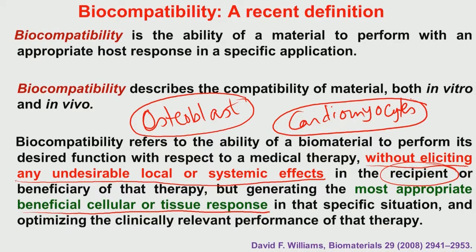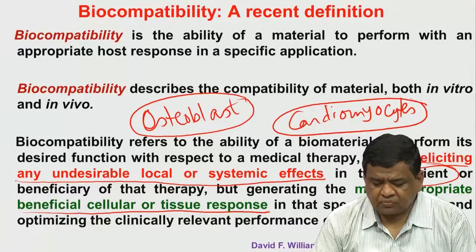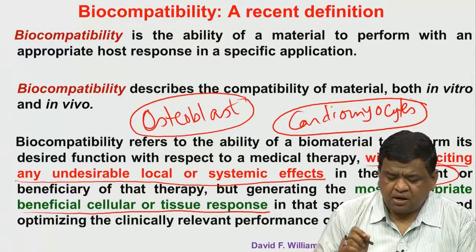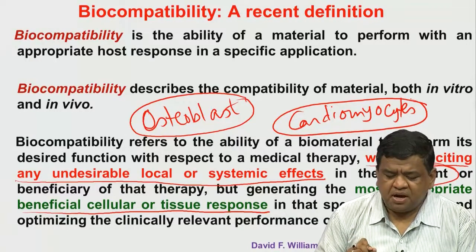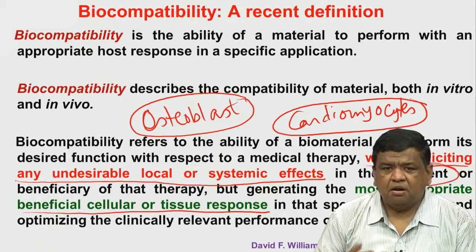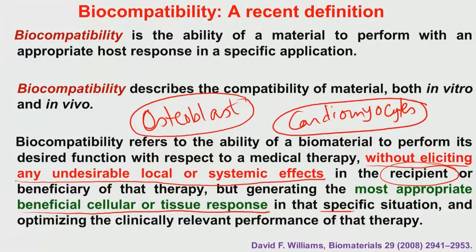And let me also tell you that cardiomyocytes are a typical example of one of those cell lines which are very difficult to culture, which do not grow very easily in standard culture conditions. So, let me come back to the biocompatibility definition. Essentially a biomaterial is expected to elicit the most desired or beneficial cellular or tissue response in a specific situation and optimizing the clinically relevant performance of that therapy. Now, the clinically relevant performance of the therapy means that it should demonstrate appropriate biocompatibility response in preclinical study as well.